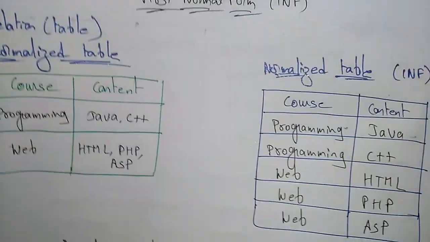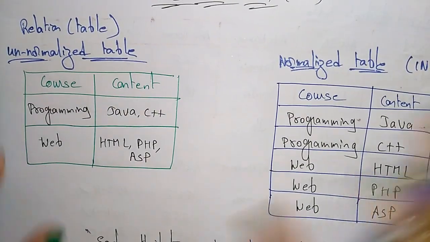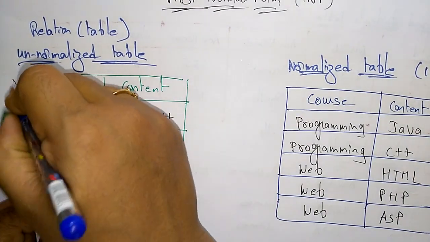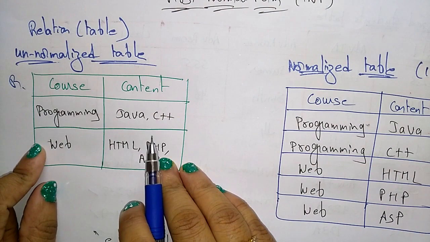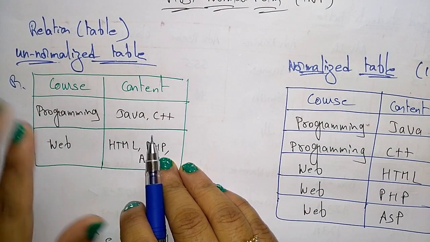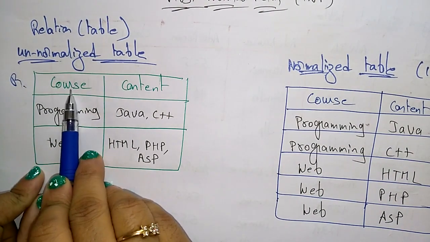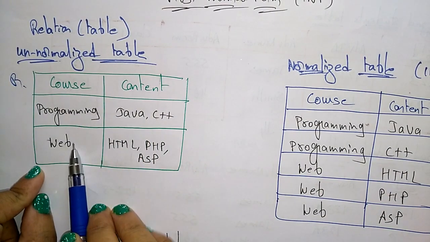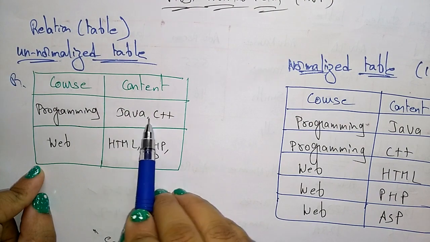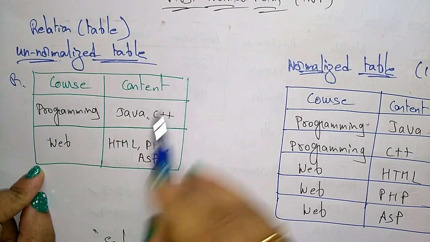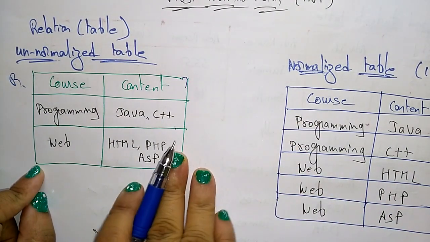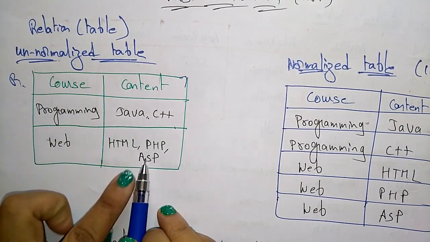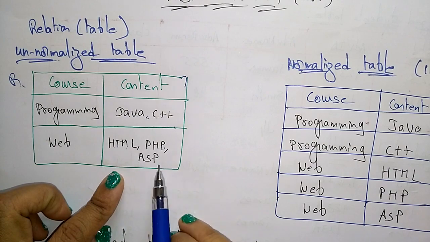Let me explain with another example. Here I have taken one table. This is a relation R, a table which is not normalized, an unnormalized table. Here course is an attribute and content is an attribute, and these are the tuples in that attribute, meaning the rows. Here it is holding multiple values. Multiple values means it is not in 1NF. So Java, C++, web is holding multiple values, HTML, PHP, ASP.